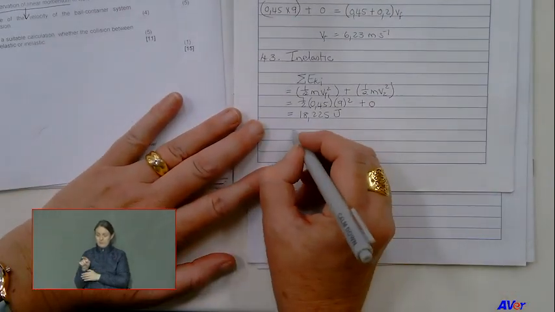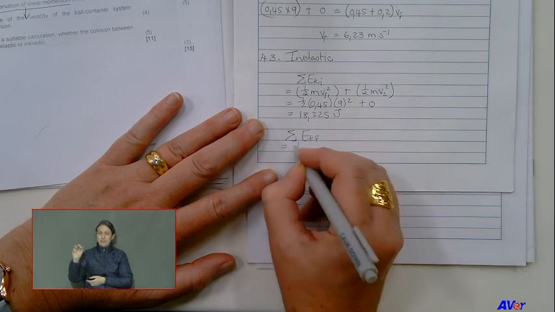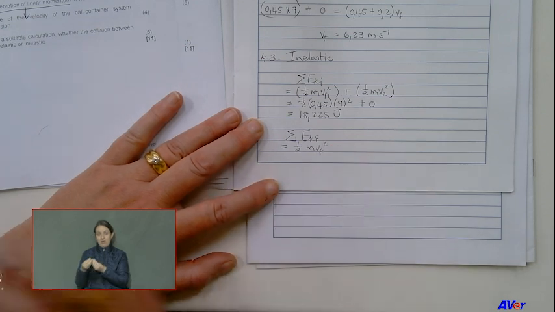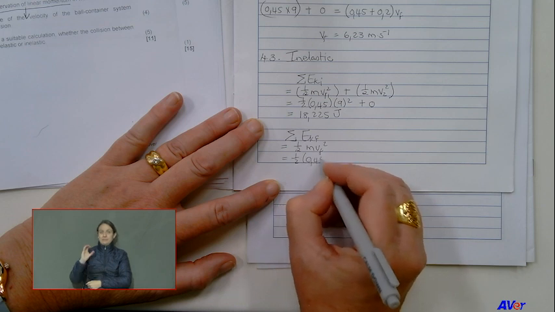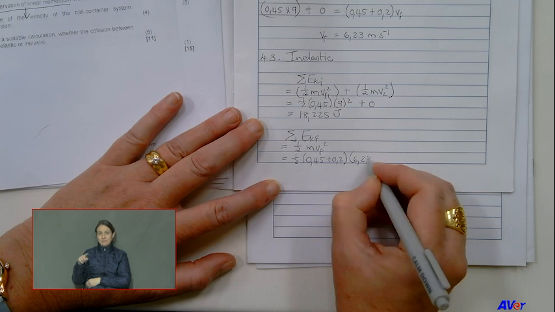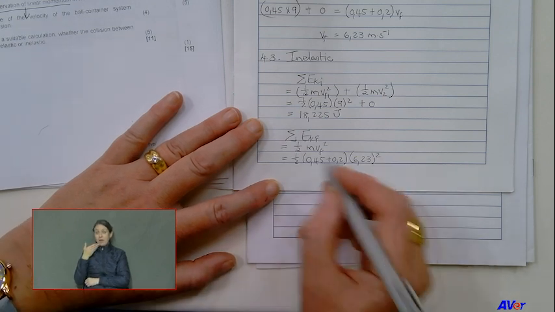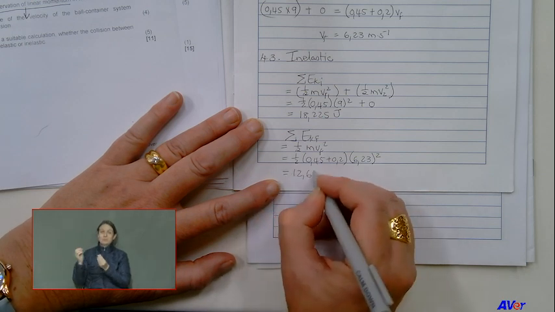And then I'm going to say sigma EK final. Afterwards, I just had one object and not two anymore. So it's a half. It was 0.45 plus 0.2, and they were moving at 6.3 squared. That was the answer of 4.2 that I'm having now. And now I get 12.61 joule.